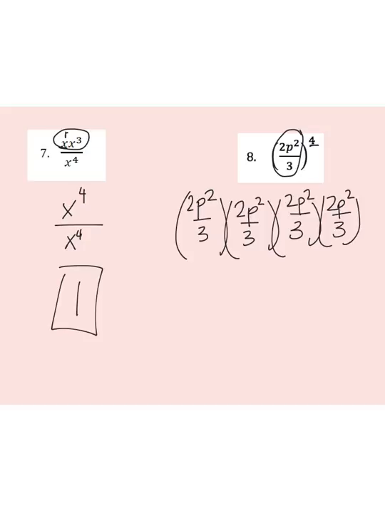So now we're ending up with a multiplication problem straight across for our fractions. So 2 times 2 times 2 times 2. 2 times 2 is 4, times 2 is 8, times 2 is 16. P squared times p squared times p squared times p squared. Remember, when we multiply, we add. So 2 plus 2 is 4, plus 2 is 6, plus 2 is 8. So I get p to the 8th. And then I'm going to divide by 3 times 3 times 3 times 3. And that's going to give me 81.